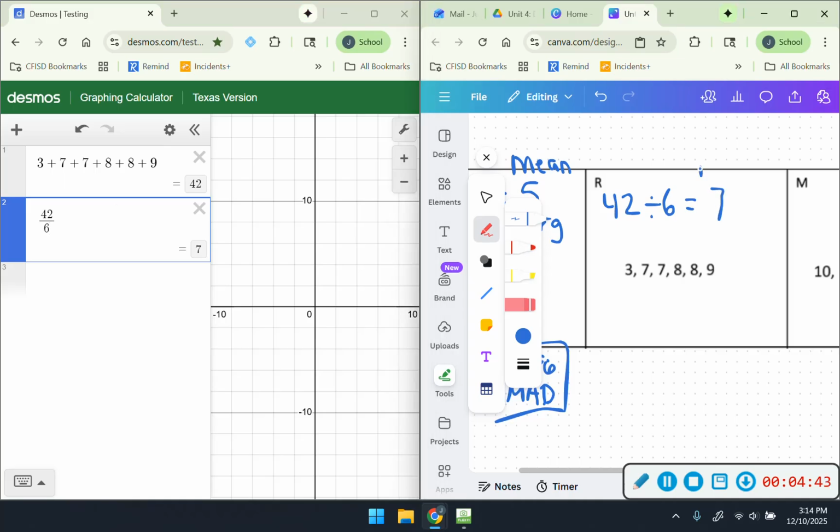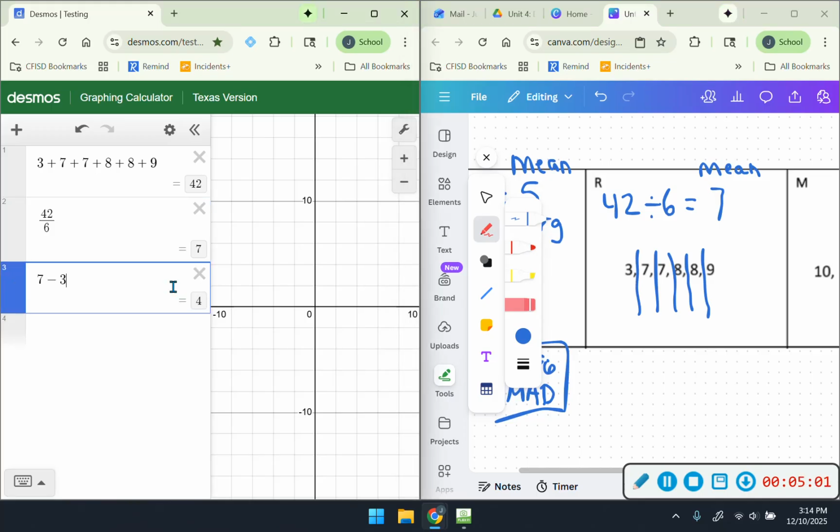Remember, that is my mean, my average. Now I gotta find step 2, or step 3 really, it's a lot of steps, but we're finding the difference, so I'm making my tables. So we subtract. 7 minus 3, we get 4. 7 minus 7 is 0. 7 minus 7 is 0. 8 minus 7 is 1. 8 minus 7 is 1. 9 minus 7, I don't know why I'm blanking on that, it's a long day, is 2.